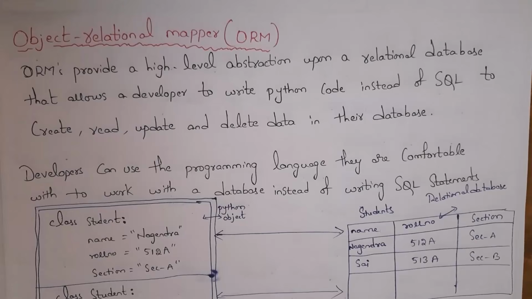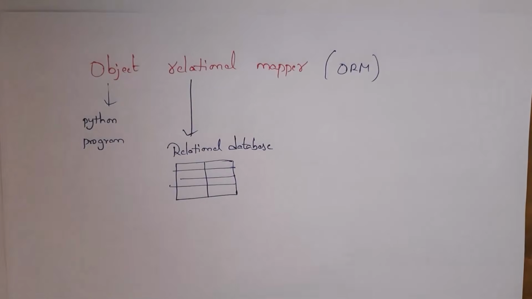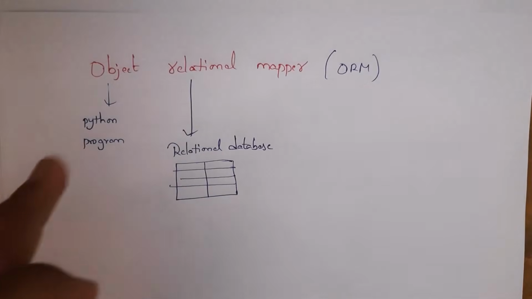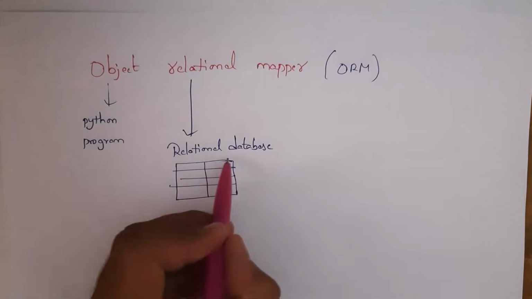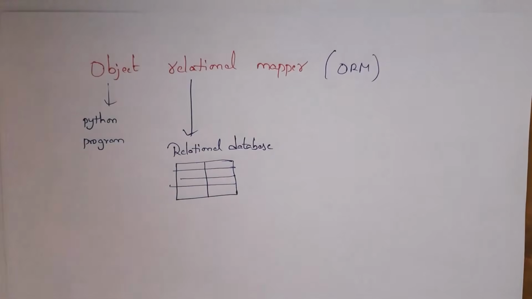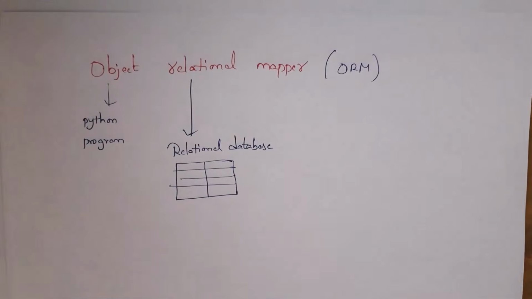Next I will explain what is ORM. ORM stands for Object Relational Mapper. Object is nothing but Python, which is an object oriented programming language, so object is our Python program. And relational is nothing but a relational database. What is a relational database? Data which is stored in the form of tables is known as a relational database. ORM is nothing but using a Python program to create a relational database.